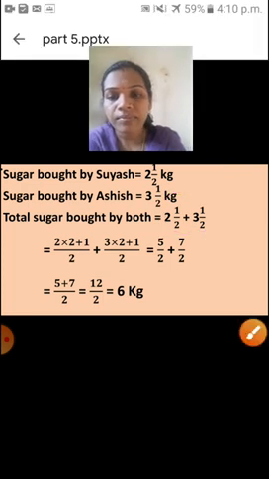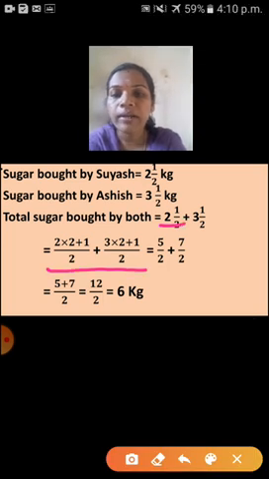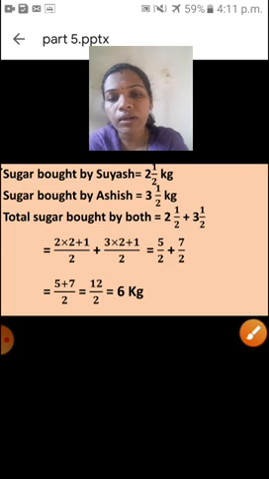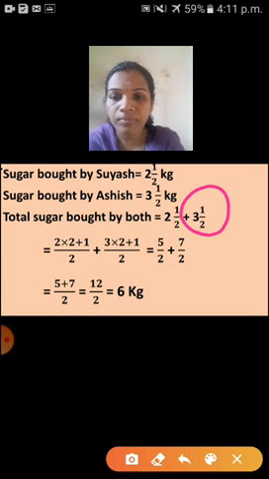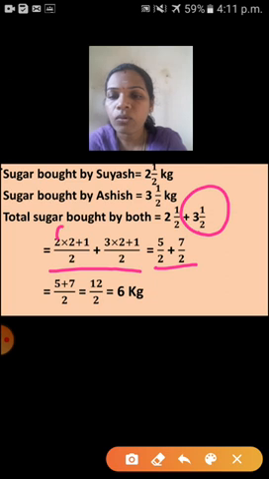Okay. So see here, children. Here this 2 and 1 upon 2, I am writing 2 into 2 plus 1 upon 2. This mixed number you have to convert into an improper fraction. The next mixed number is 3 and 1 upon 2, that means 3 into 2 plus 1 upon 2. Afterwards you have to multiply and write here. Yes, 2 2s are 4, 4 plus 1, 5. So 5 upon 2, plus 3 2s are 6, 6 plus 1, 7, 7 upon 2.